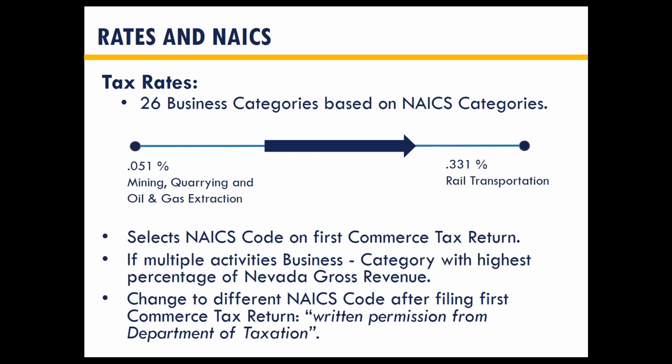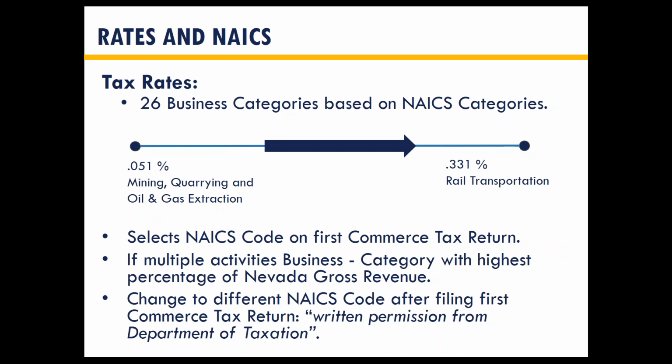Then, once you figure out what your Nevada source revenues are, you take out your deductions, and then you have to apply a tax rate. Laura mentioned earlier the NAICS code for the sales tax registration. For anybody who's not familiar with commerce tax, the rate is based upon your NAICS category. Over time they've adjusted these rates, but there are lots of different categories and lots of different rates, basically on a scale of 0.051% up to 0.331%.